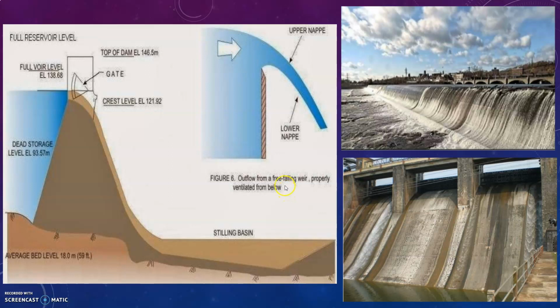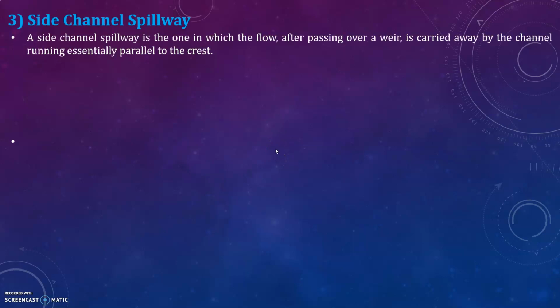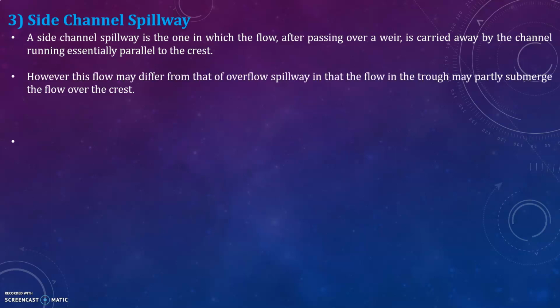Okay, so let us discuss the third one, that is side channel spillway. A side channel spillway is the one in which the flow after passing over a weir is carried away by the channel running essentially parallel to the crest. However, this flow may differ from that of overflow spillway in that the flow in the trough may partly submerge the flow over the crest.